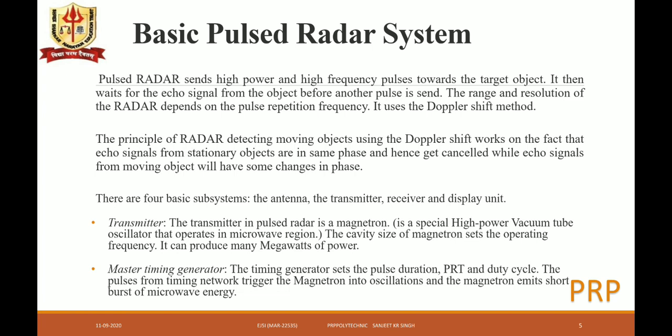So the pulses from the timing network trigger the magnetron into oscillations, and the magnetron start emitting short burst of microwave energy. Now this short burst of microwave energy may range from a few microseconds to several microseconds. It could be less than 1 microsecond to several microseconds, and the time between transmitted pulses is known as the pulse repetition time that we have already discussed.